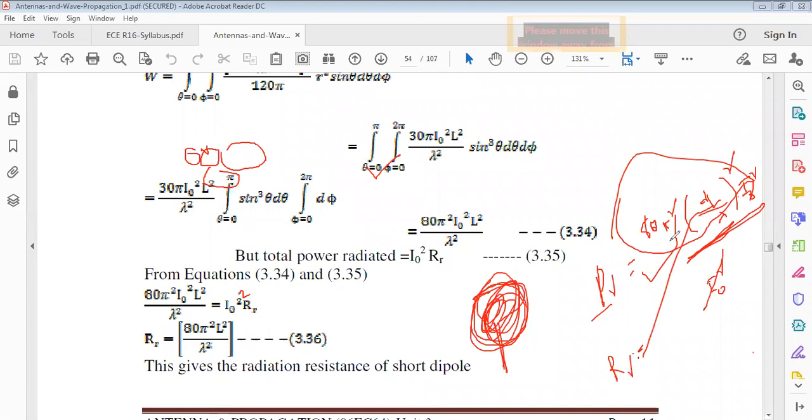Just be aware of it. 85 square dl by lambda whole square into I naught square gives us radiated power. Only 85 square dl by lambda whole square, without any current component, gives us radiation resistance. This is the expression 85 square L by lambda, but this is dl, the differential current element. The 85 square dl by lambda whole square is the radiation resistance.